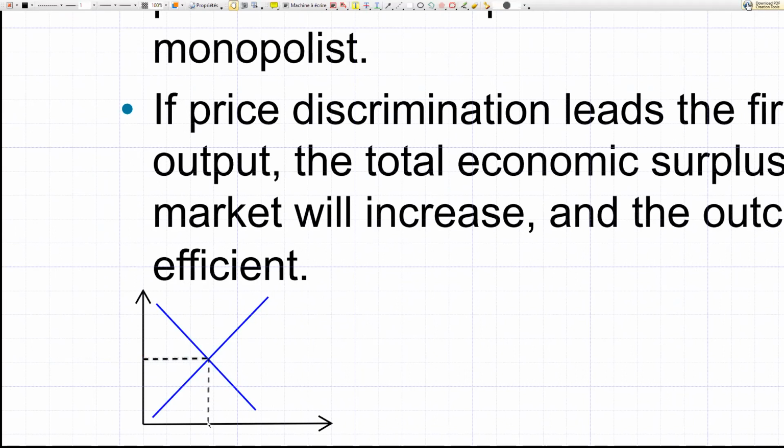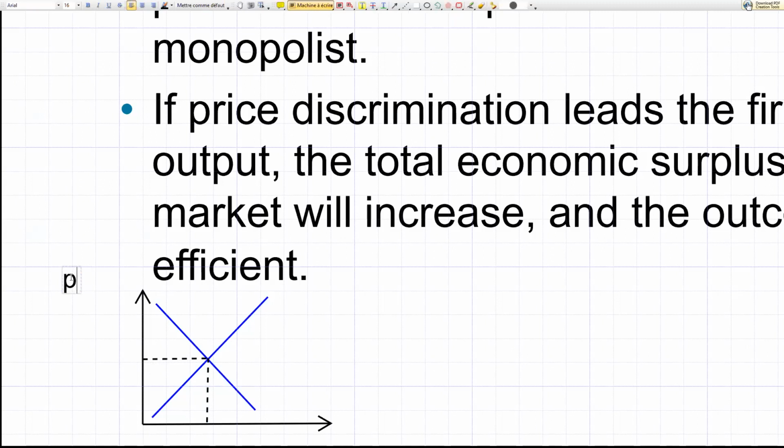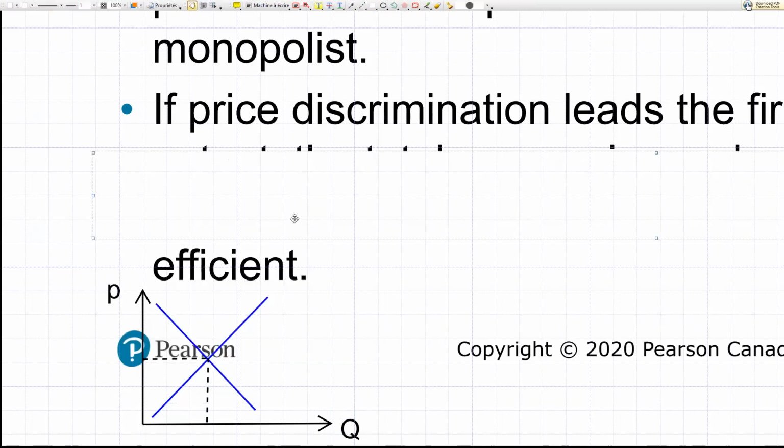And equilibrium quantity. So this price. What are the surpluses? It's not easy to draw with this. I'll just put it back later.